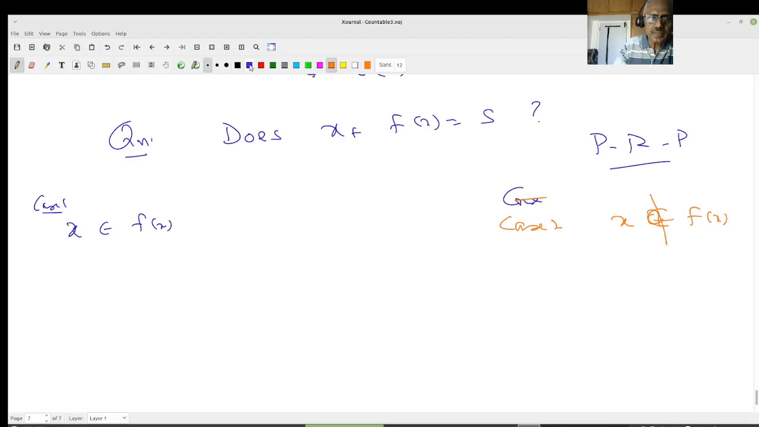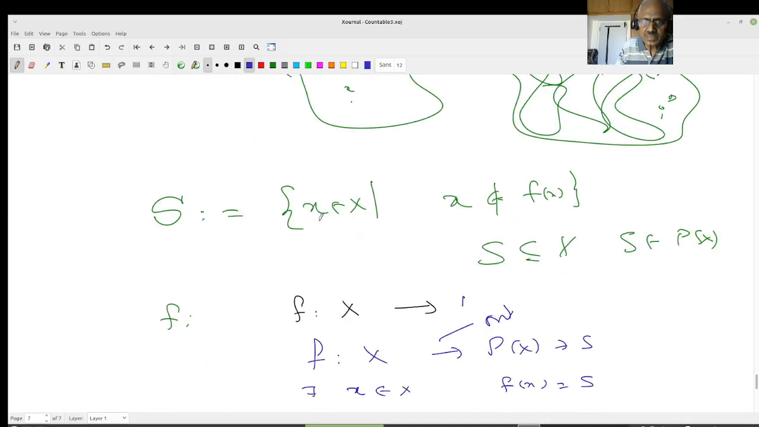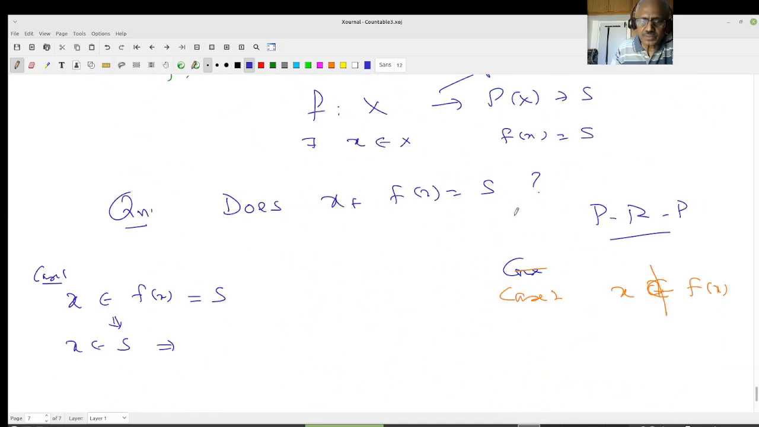Now let us suppose x is in f(x), that is your S, right? But f(x) is S. That means therefore x is in S. Look at the definition: x is in S if and only if x is not in f(x). So this implies x is not in f(x). So look at this, a contradiction.